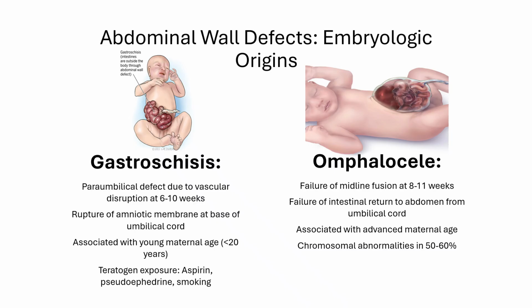This association makes omphalocele fundamentally different from gastroschisis. It's often part of a broader developmental syndrome rather than an isolated vascular accident. Understanding these embryologic differences explains why gastroschisis typically occurs as an isolated defect in otherwise normal infants, while omphalocele frequently presents with multiple associated anomalies requiring comprehensive genetic evaluation. These developmental origins guide both prenatal counseling and postnatal management strategies.